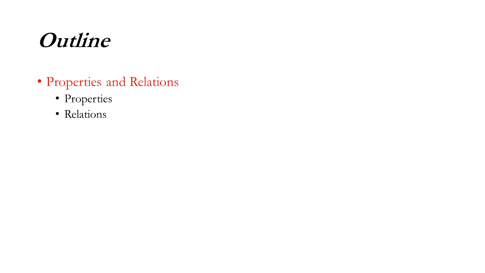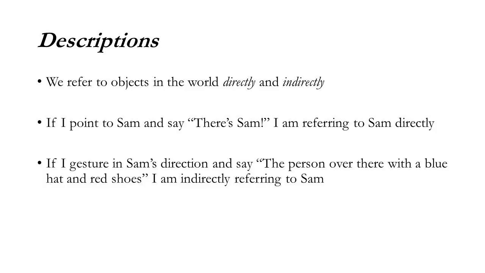Starting here, properties. We refer to objects in the world directly or indirectly, among other ways. If I point to Sam and I say, "There's Sam," I'm referring to Sam directly. If I gesture in his direction and say, "That person over there with a blue hat and red shoes," I'm indirectly referring to Sam, and that's the distinction.